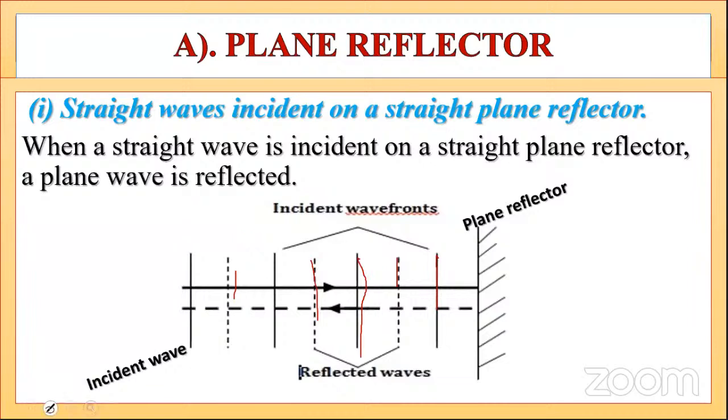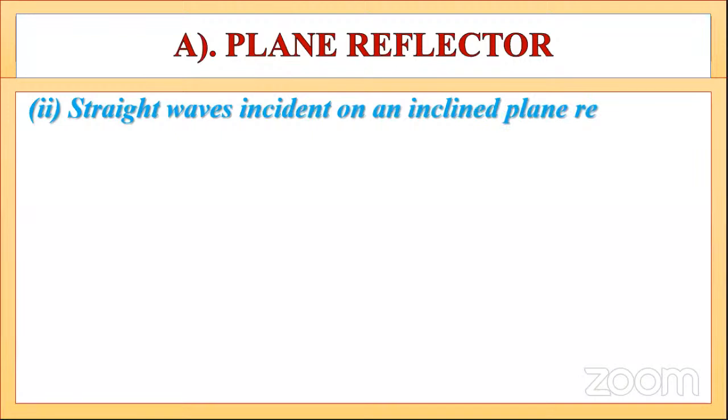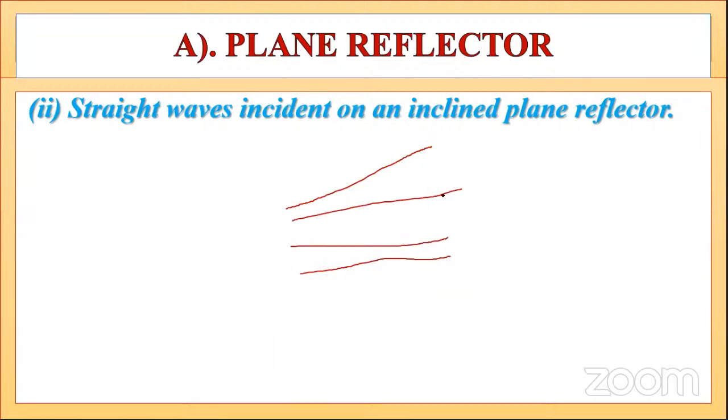Then number 2. When a straight wave is incident on an inclined plane reflector, this time around the reflector is inclined. So this is a straight incline. Now when a horizontal wave is incident like this on it, the wave which is going to be reflected will be the vertical one. It will turn to be the vertical wave.